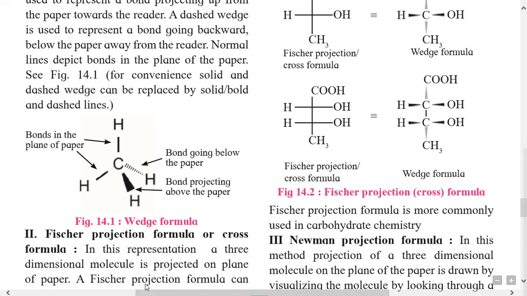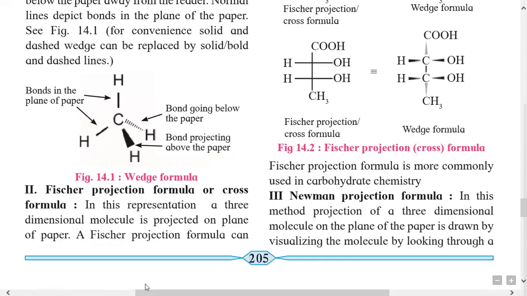Again, I will repeat this here. A normal line indicates the bonds are present in the plane of the paper, the solid wedge is above the plane, and the dashed wedge is below the plane. In this way, on the two-dimensional paper, the three-dimensional geometry of a molecule can be shown.